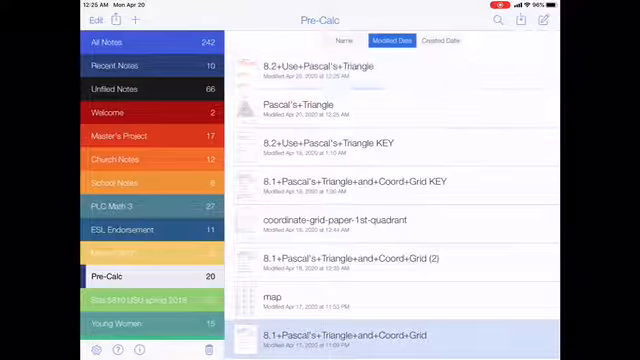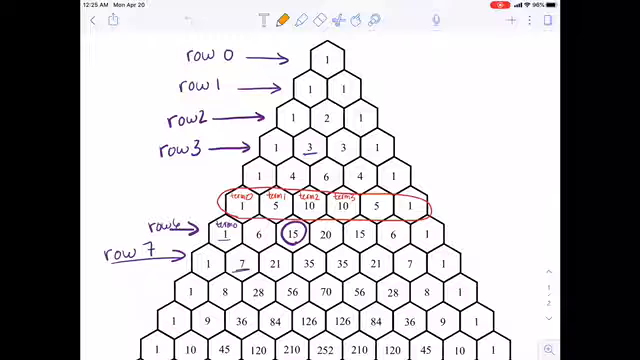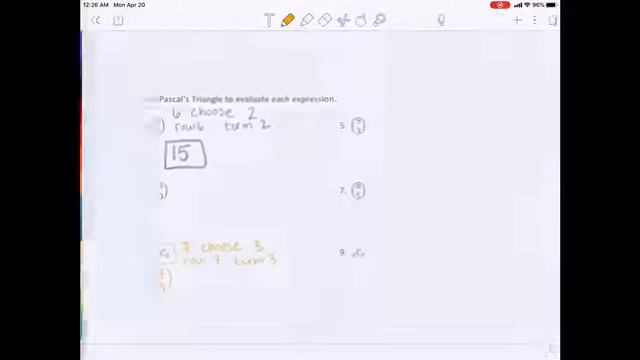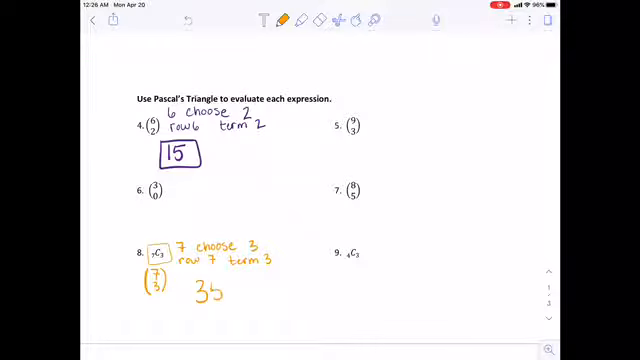So I go to my Pascal's triangle and I look at row 7, which is right here, and I want term 3. So here's term 0, term 1, term 2, and term 3 I see is 35, which means that my answer here will be 35. In other words, if I have 7 items and I want to select 3 of them, there are 35 different combinations of 3 things that I could choose.